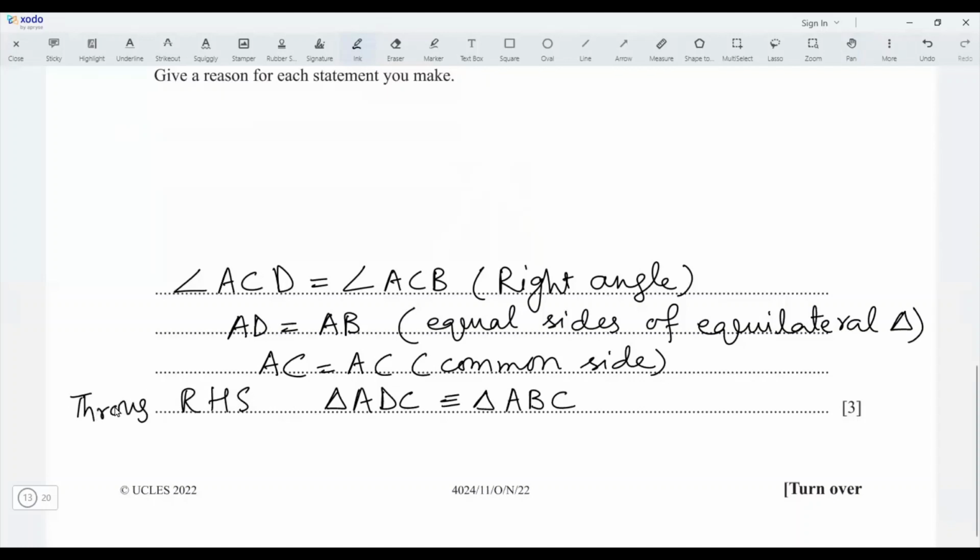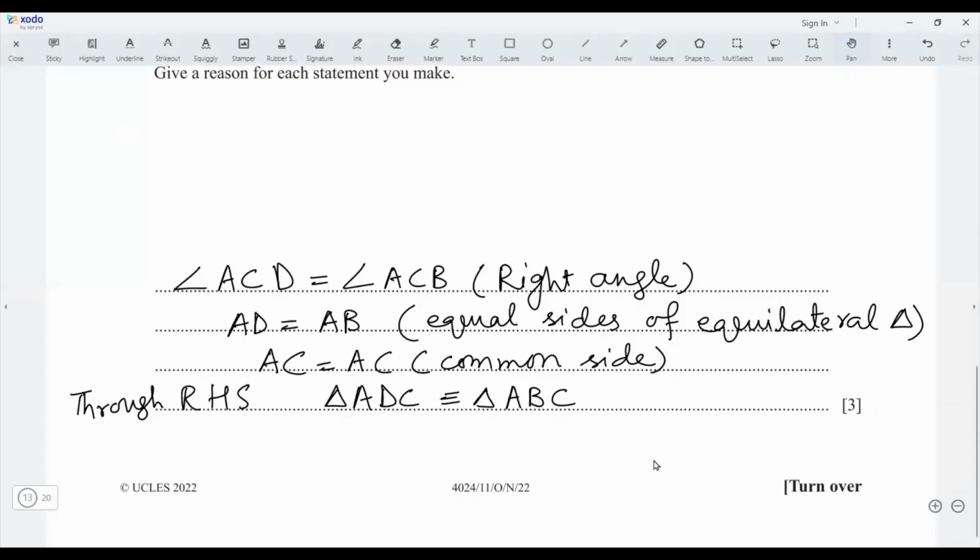Why have we applied RHS? Because one right angle is already shown. That's why. So if you have written down all of the reasoning correctly, in your own words as well, it doesn't matter if the wording is changed or if one reason is written above the other. It will be fine.